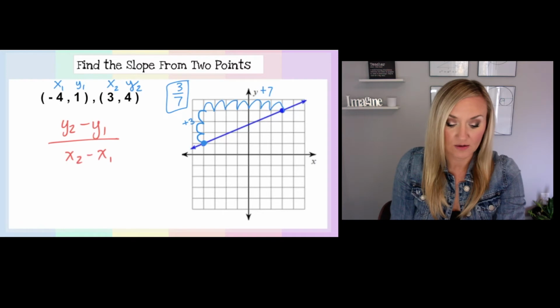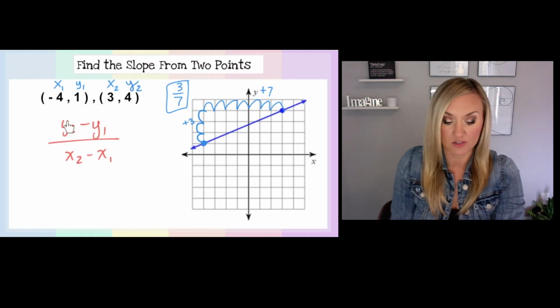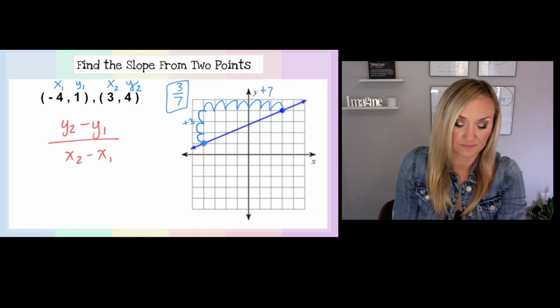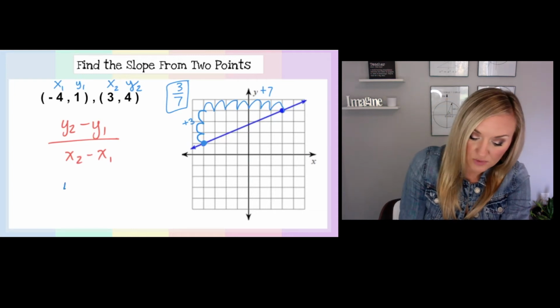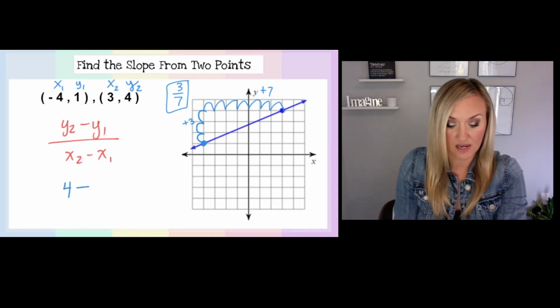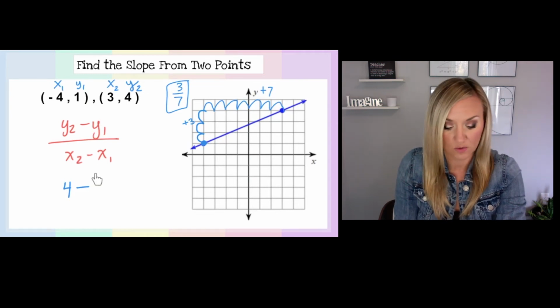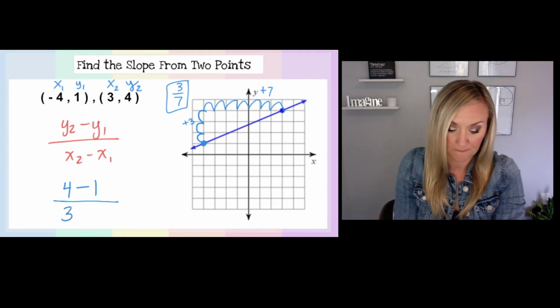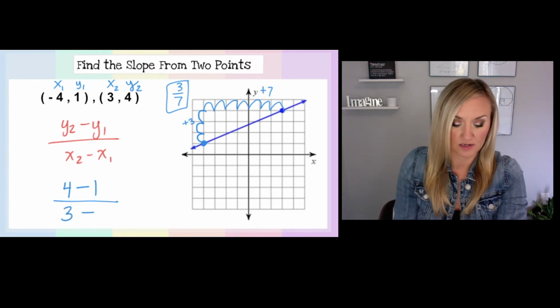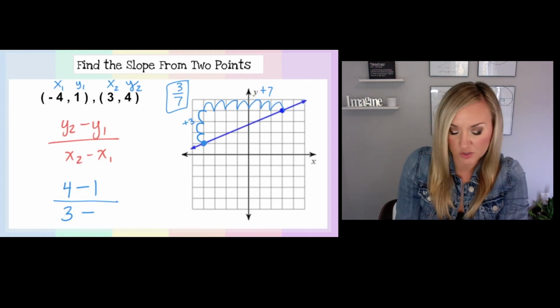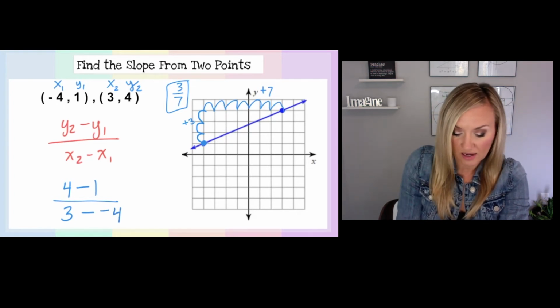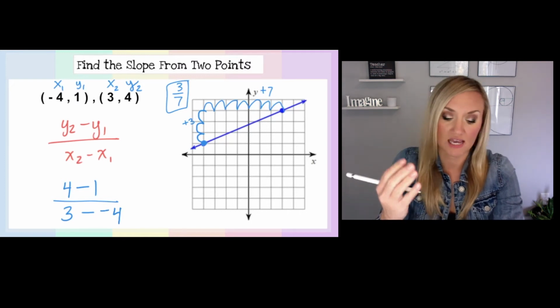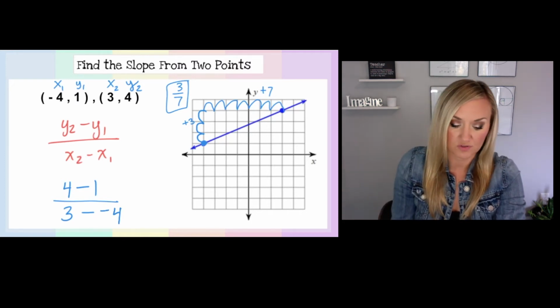And so then we can simply take what it is. In our formula, y2 is 4, so we can take that value and plug it into our formula and then calculate. So our y2 is 4 minus our y1 is 1, so 1's going to go here, over x2 is 3 minus our x1 is -4. This is where sometimes it gets tricky: you have to remember that there is a subtraction sign, and if it's a negative, we also have to write that down.